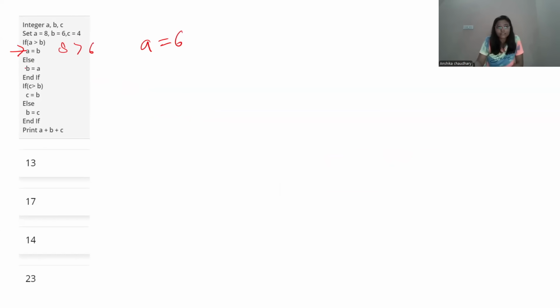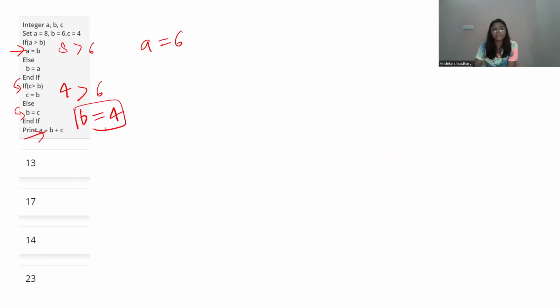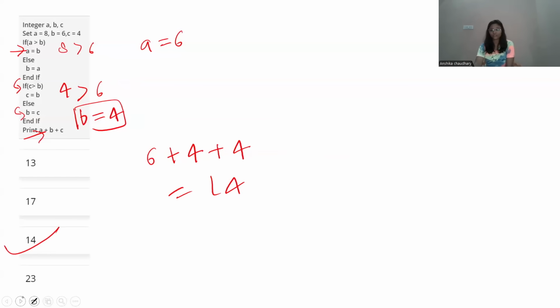We will not go into the else part because we have already done with the if part. So next if is here. So if c is greater than b. So c is 4, is it greater than b? So b is 6, 4 is not greater than 6. So we will come into the else part and b assign c. So c value was 4. So now b is 4, right? And at the end, we need to print a plus b plus c. So a is 6 now, b is 4 now, and c is 4 only, right? So it will become 4 and 4, 8, and 6 will be 14. So 14 will be the correct answer. Option number C will be the right answer for that question.